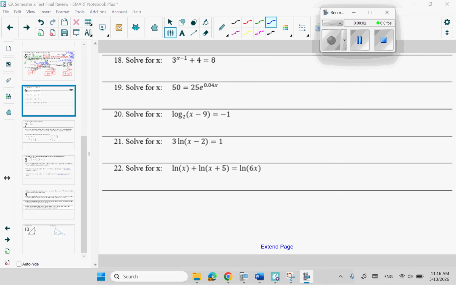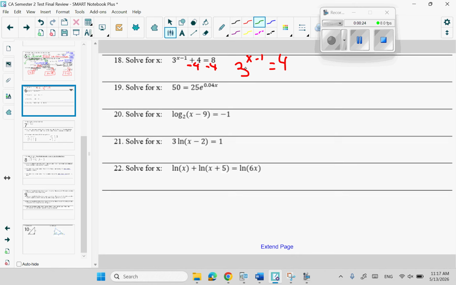And welcome to the second half of the College Algebra Semester Test Review, starting with question number 18. So here we're solving for x, where x is in the exponent. So I want to get rid of everything that's not with the exponent. So I'm going to subtract 4 right away. So I would get 3 to the power of x minus 1 equals 4.